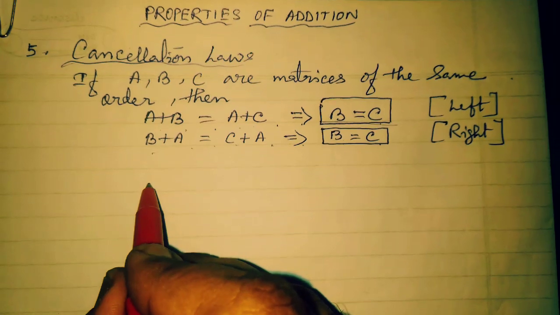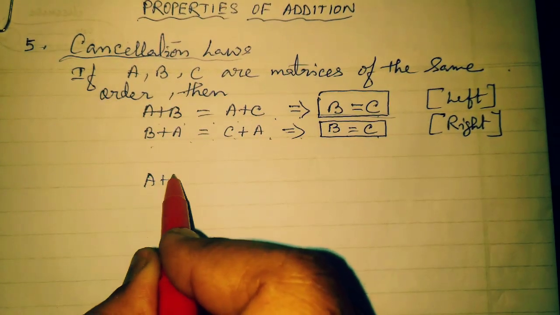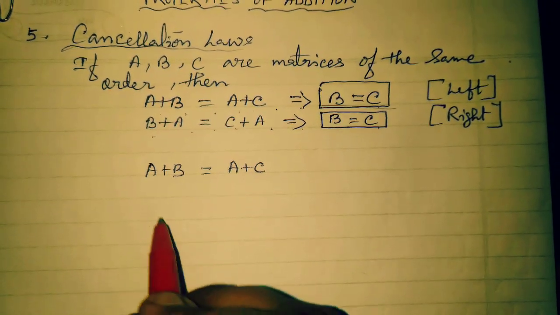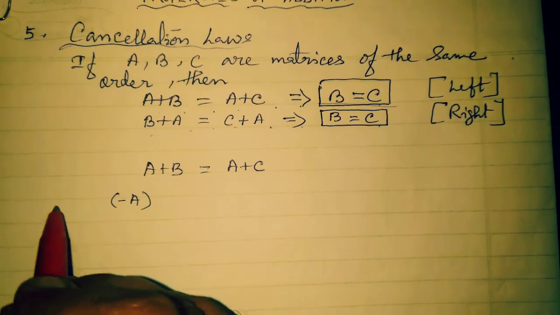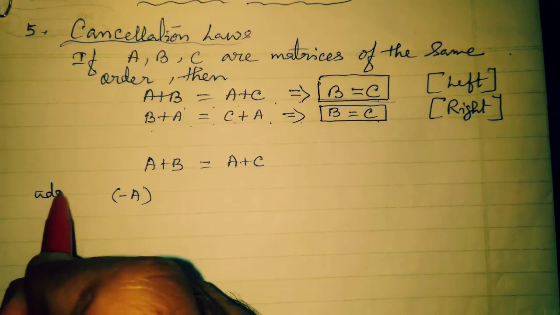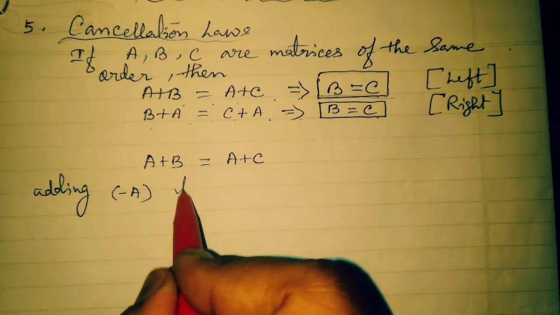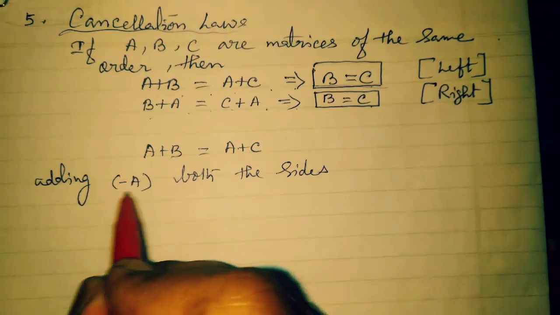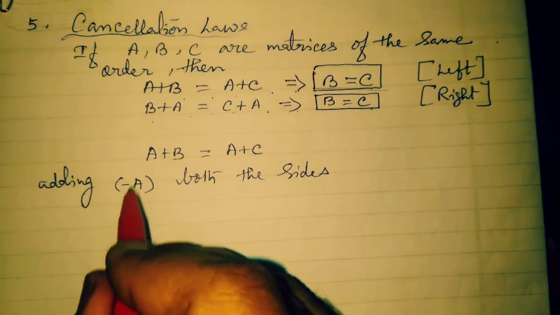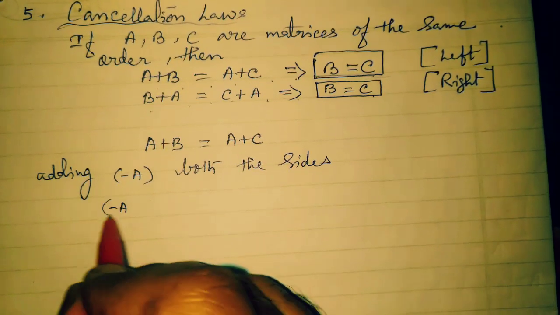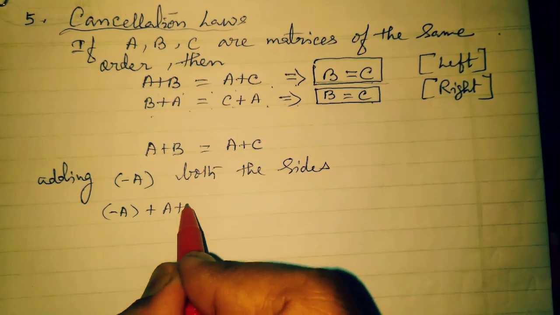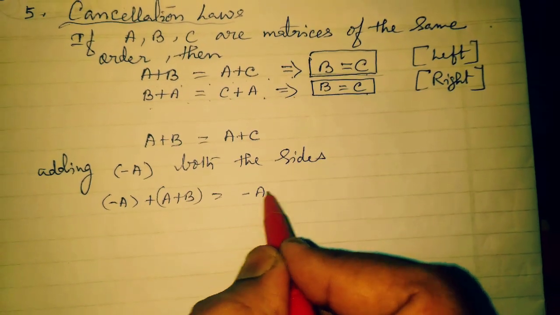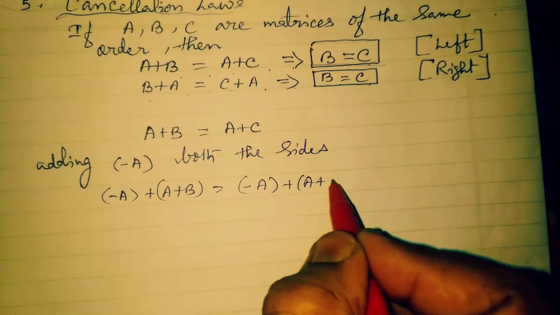First of all, we follow this: given A plus B is equal to A plus C. Suppose we add minus A to both sides, that is, the matrix minus A added to both sides. We get minus A plus B is equal to minus A plus (A plus C).